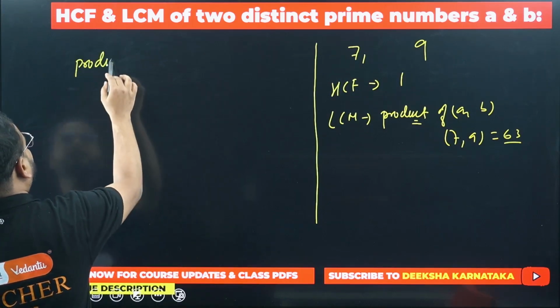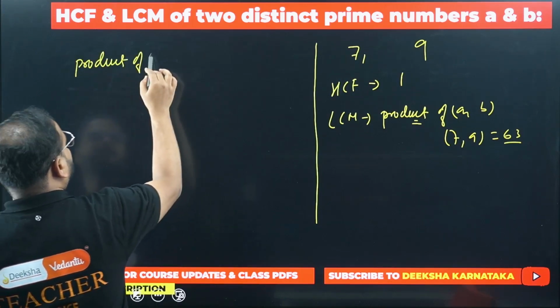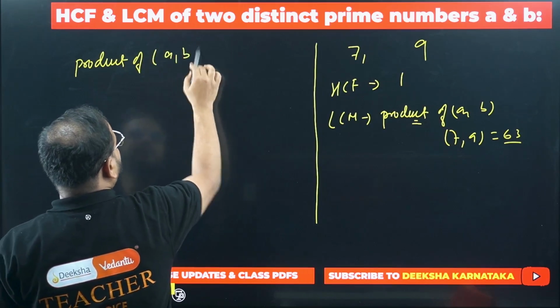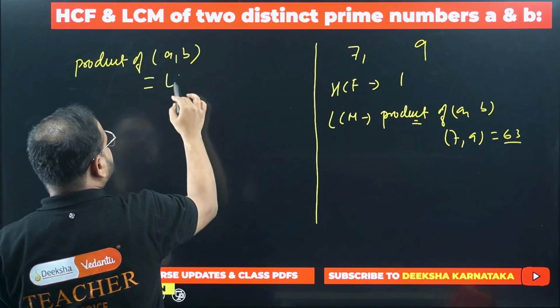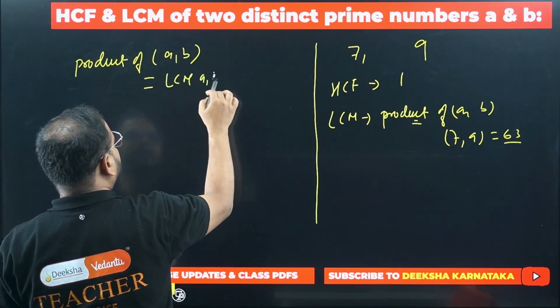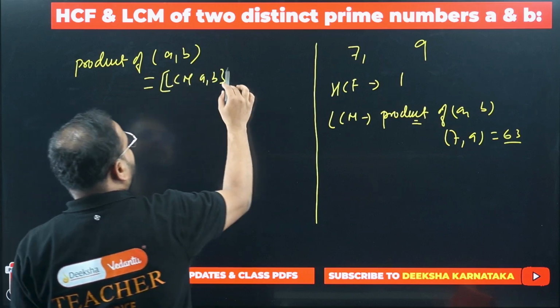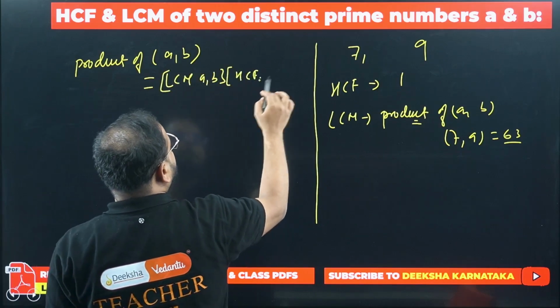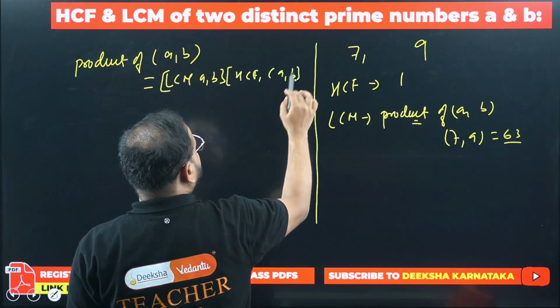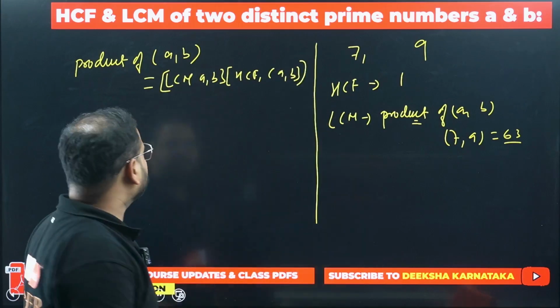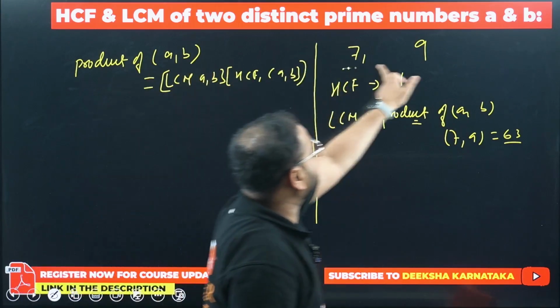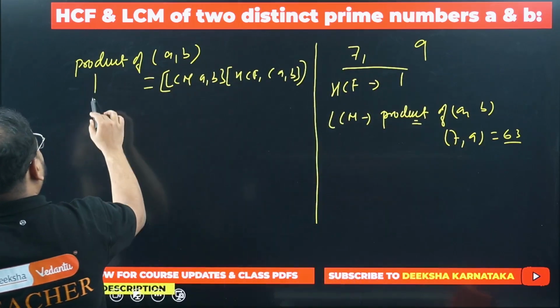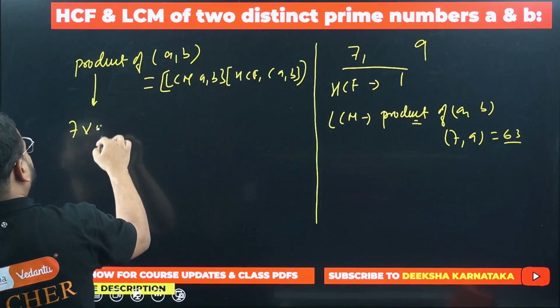Product of the numbers A and B is equal to LCM of the numbers A and B times HCF of the numbers A and B. Okay, please have a look. What's the product of the numbers A and B? If the numbers are 7 and 9, what's the product? The product is 7 times 9.